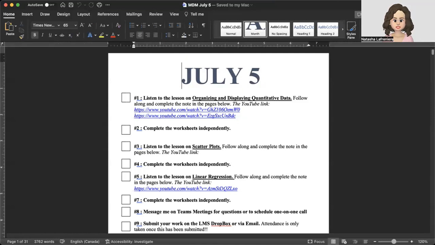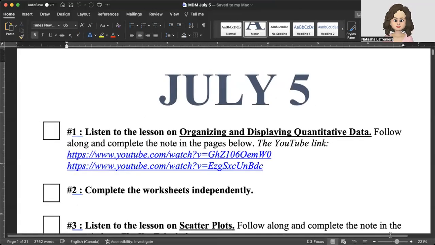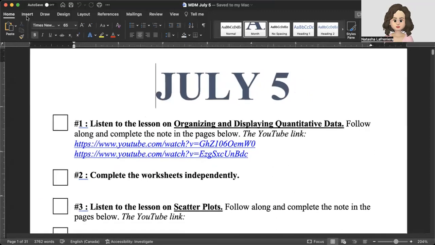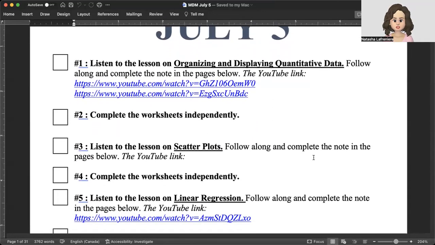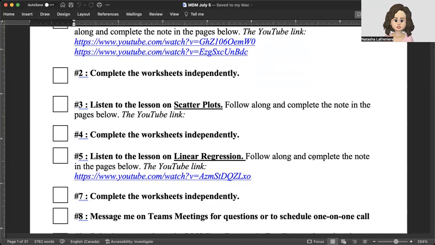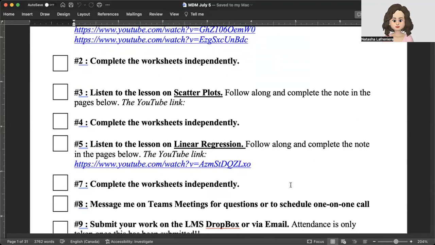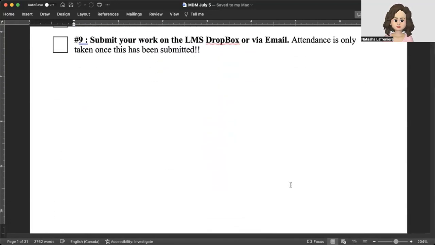So for the first lesson, for organizing and displaying quantitative data, you do have 2 videos made by another teacher. And I will be doing the Scatterplot one, and then there's a linear regression one that's also done by that other teacher.